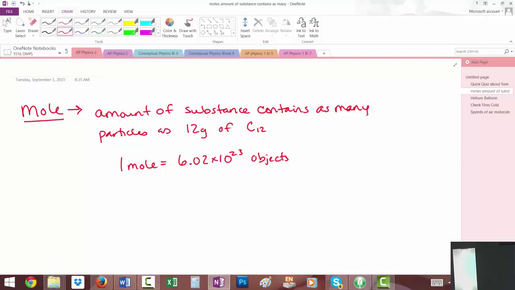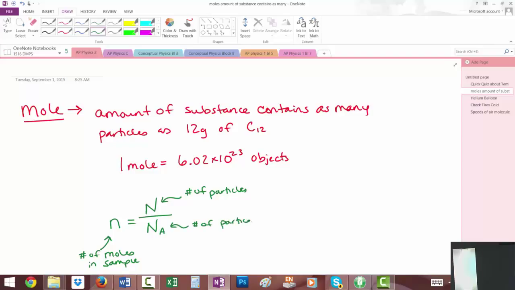Is that okay? We can define it a little bit more carefully if we're talking about an atom or some sort of sample. Little n is the letter that we use for the number of moles in a sample. This should be good review stuff for you. Big N is the number of particles, and then we're just going to divide that by N sub A, which is the number of particles per mole, also known as, what was his name? Avogadro, yeah.